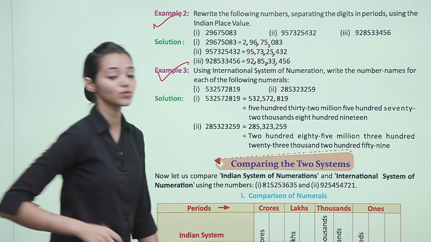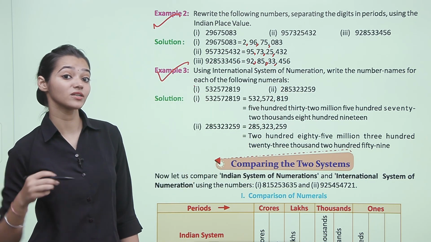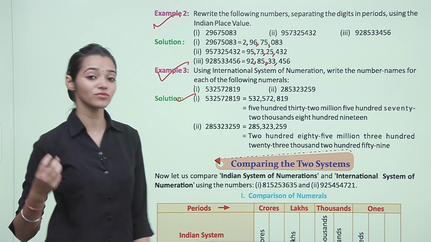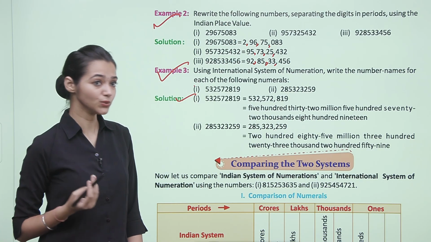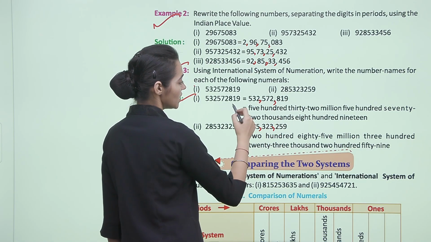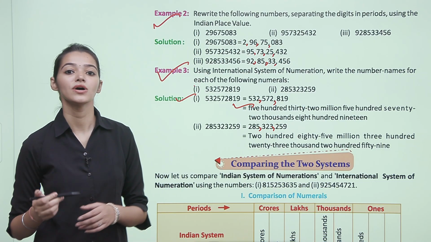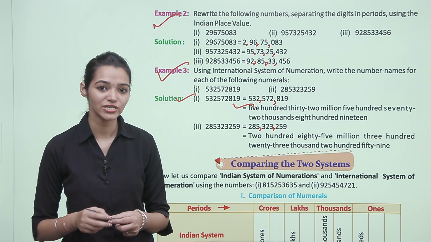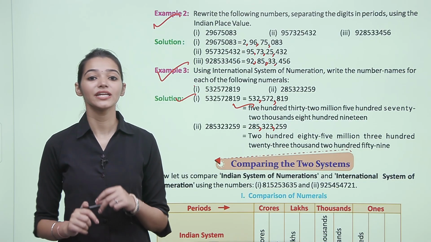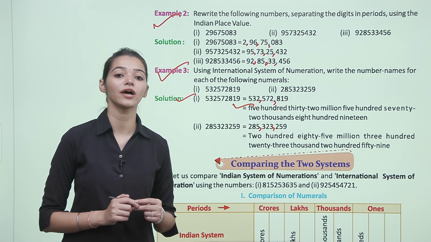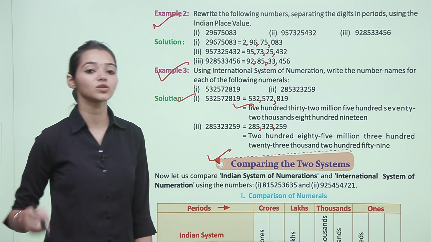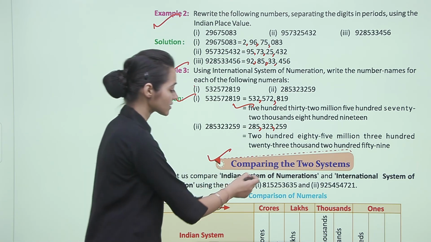In the next one we have to use the international system of numeration and write the number name of each of the following numerals. So in international numeration, we will separate the periods into 3 digits. First 3, second 3, 3, 3. So it can be read as 532,572,819. Next one can be read as 285,323,259.